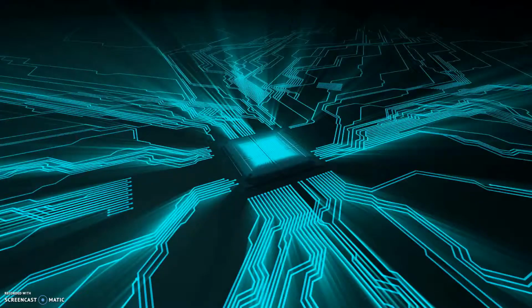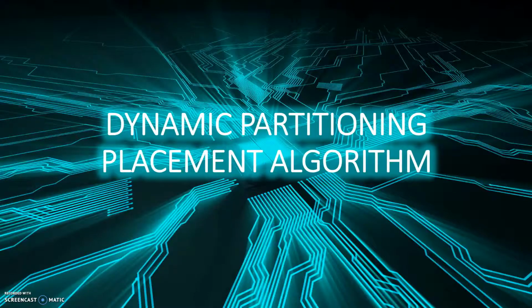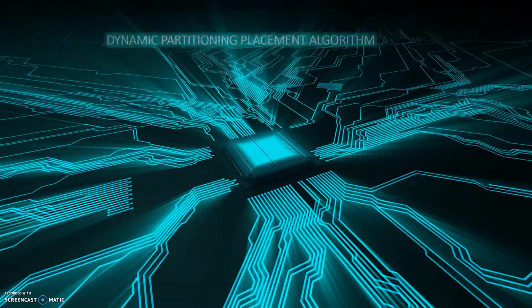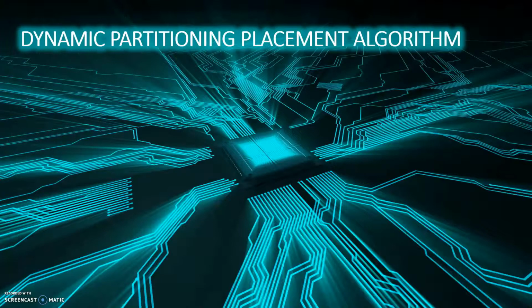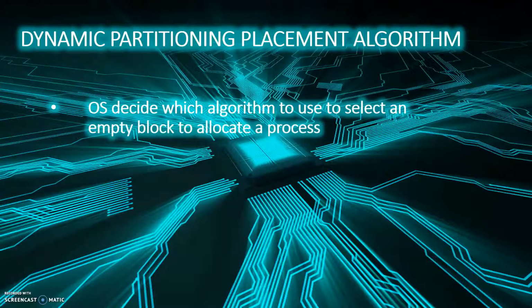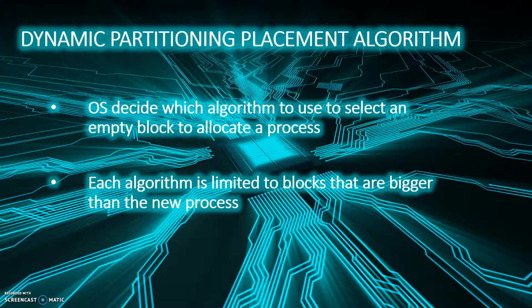Hello everyone, I'm going to show you how the OS performs the dynamic partitioning placement algorithms. By using dynamic partitioning to manage the memory, the OS has to decide which algorithm to use to select an empty block to allocate to a process. Each of the algorithms is limited to blocks that are bigger than the new process.